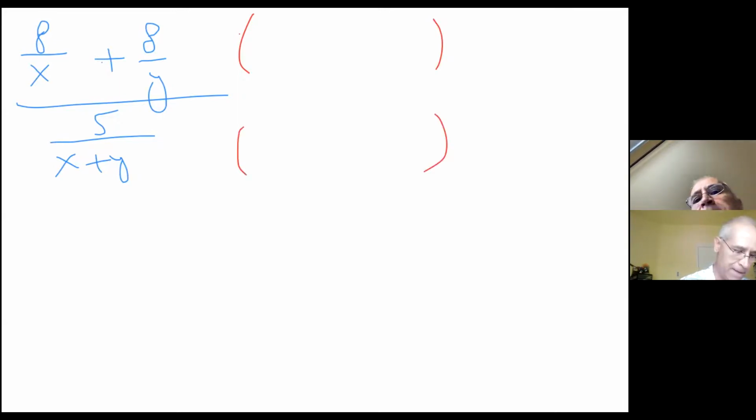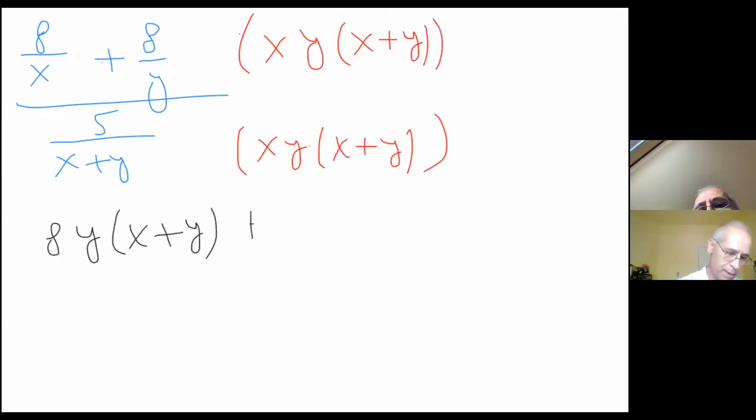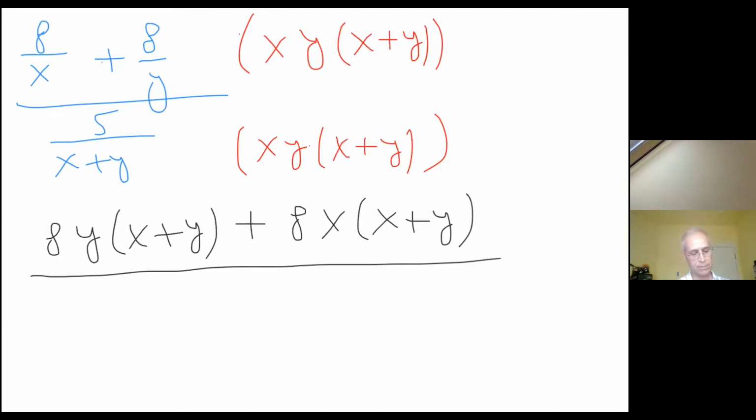the LCD of the whole thing, which is going to be x times y times x plus y. And so x times y times x plus y. Okay. When I multiply the top, the first term, the x cancels out. So I'm left with 8 times y times x plus y, plus 8 times y cancels out, x times x plus y, all over. This times x plus y cancels out, so I have 5 times x, y.